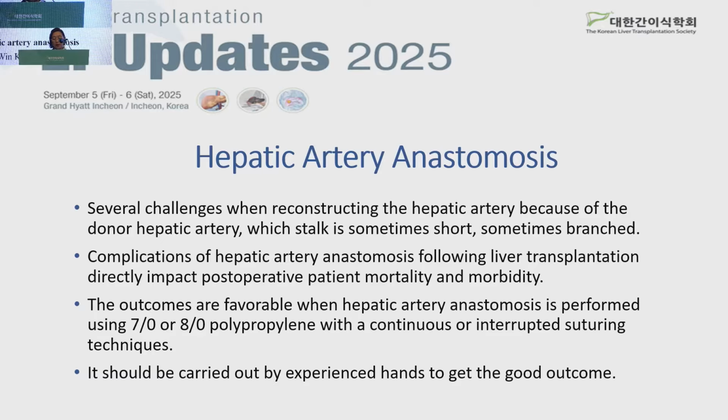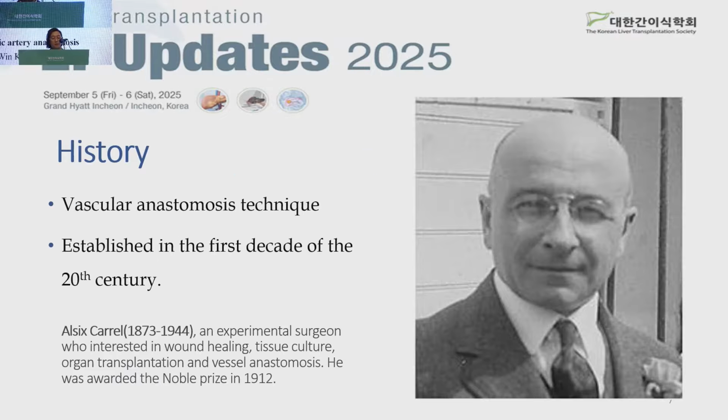Complications of hepatic artery anastomosis following liver transplantation directly impact postoperative patient mortality and morbidity. The outcomes are favorable when hepatic artery anastomosis is performed using 7-0 or 8-0 Prolene with continuous or interrupted suturing techniques. Whatever the technique, it totally depends on experienced hands. It should be carried out by experienced hands to give a good outcome.